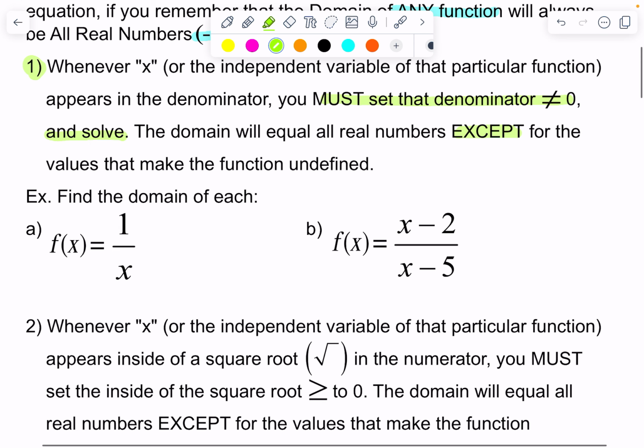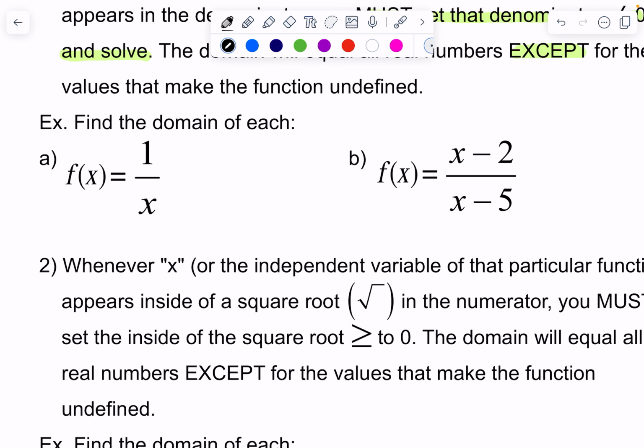So let's get right to it. Find the domain of each function. F of x equals 1 over x. Well, we have a denominator here of x, so we're going to set that not equal to 0. We don't have to solve there. It's already solved for us.